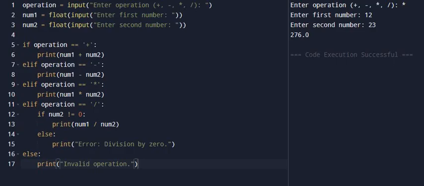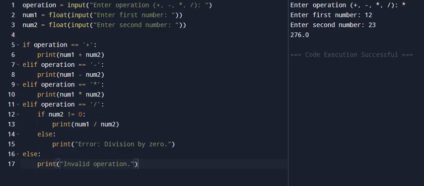Look at the if condition, line number 5. If operation is equal to plus, then print num1 plus num2. Elif, look at elif. If it is minus, num1 minus num2. If it is multiplication, num1 multiplied by num2.